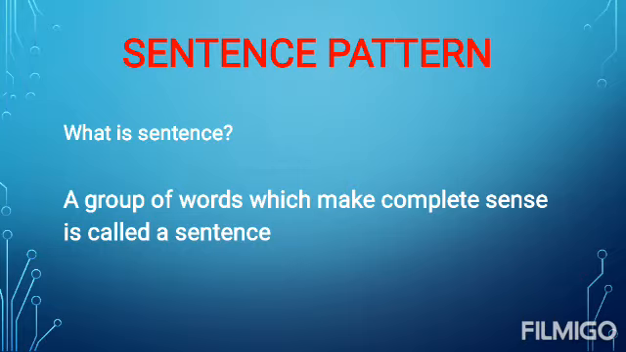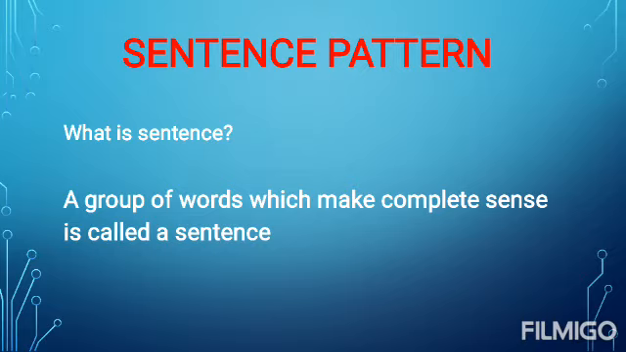In this video, we are going to see sentence pattern. Before discussing sentence pattern, we must know what a sentence is. A group of words which gives meaning and stands complete is said to be a sentence. Though a group of words which gives meaning but stands incomplete is said to be a phrase. A phrase is different from a sentence. A phrase can also make a sentence, but a sentence cannot make a phrase.